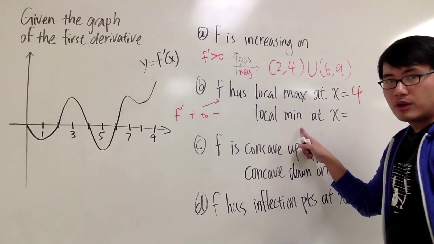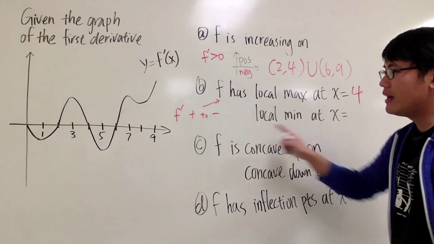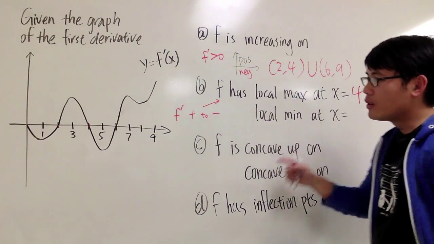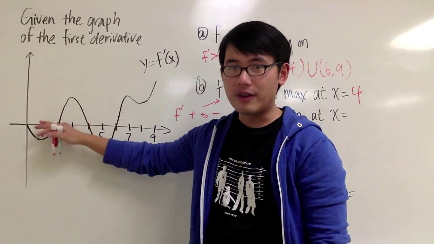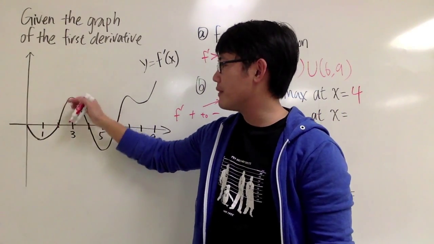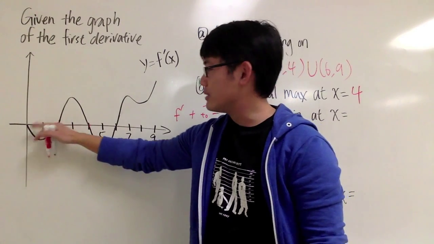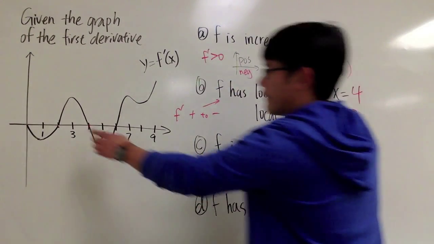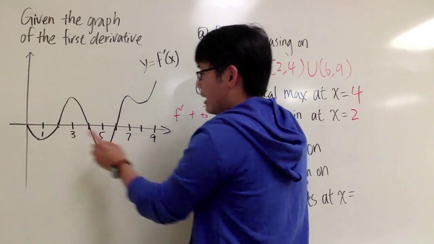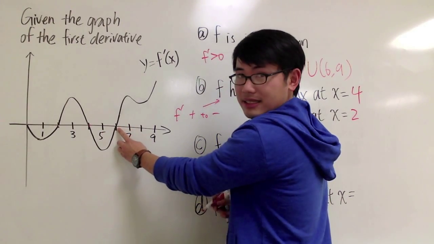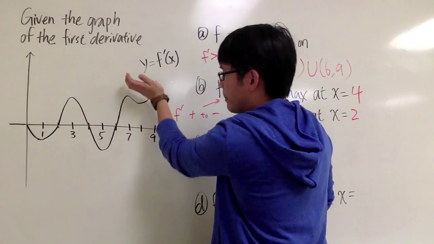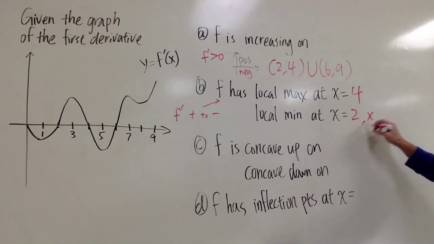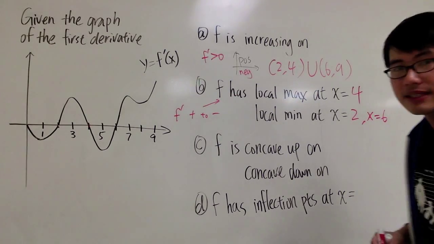For the local minimum, we have to look for the place where f prime changes from negative to positive, namely where the graph changes from below the x-axis to above. Right here, it's below and it's above. So we have 2. That's one of the points, right? And we also have this point at 6 because once again, it's from below to above, from negative to positive. So we have x equals 2 and x equals 6. Two answers for that.